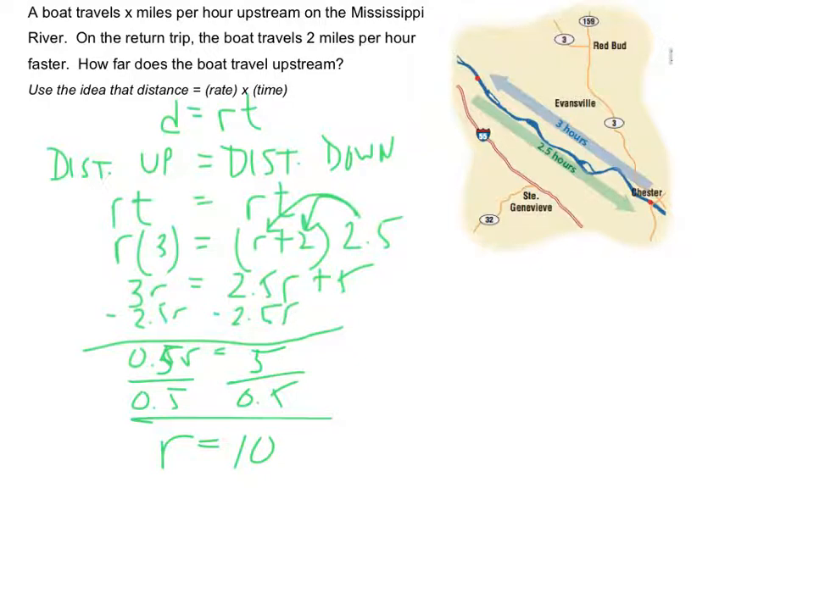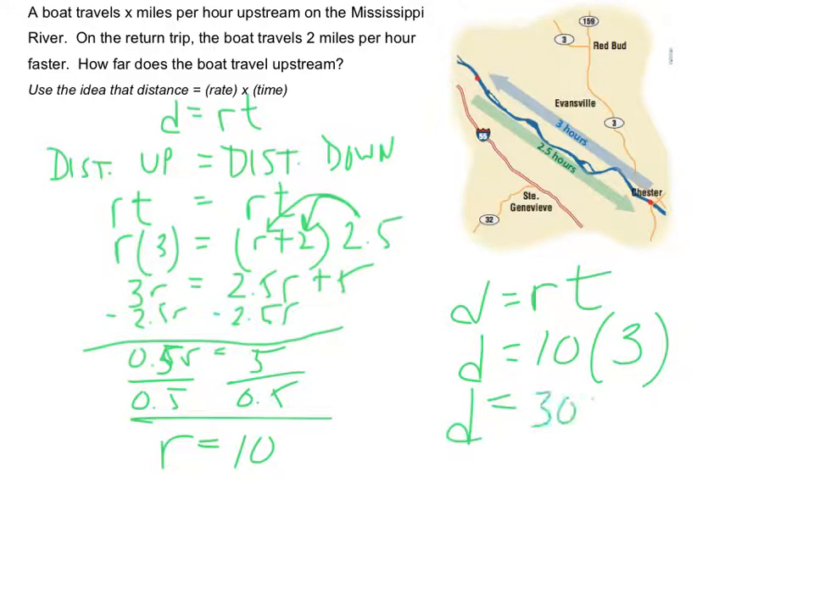Again, though, that's not my answer. We want to know the distance. So I'm just going to plug it back into that upstream one. So the r is now 10 miles an hour. The time was 3 hours. So my distance was 30 miles. So this is the end of part 2 of 1.3.